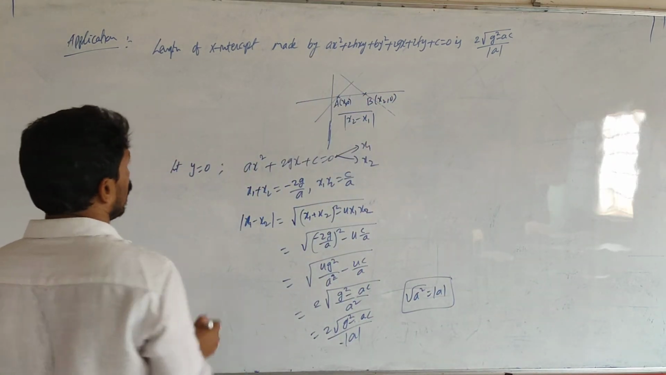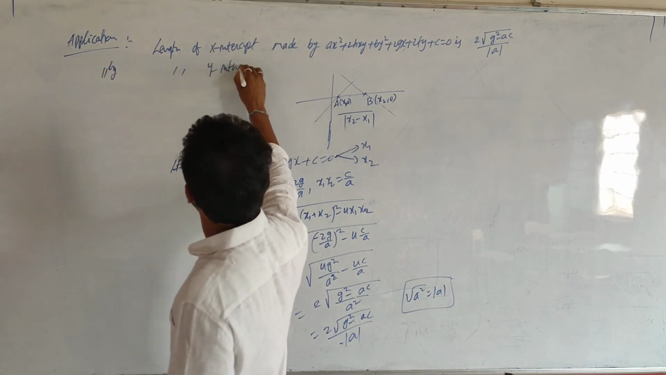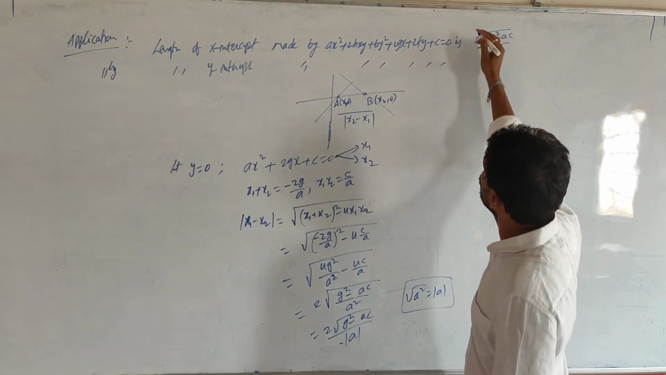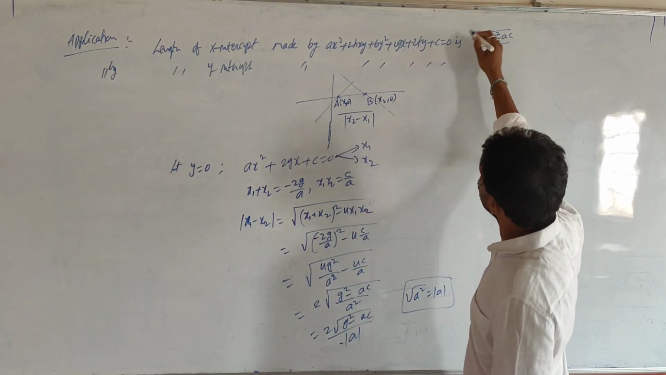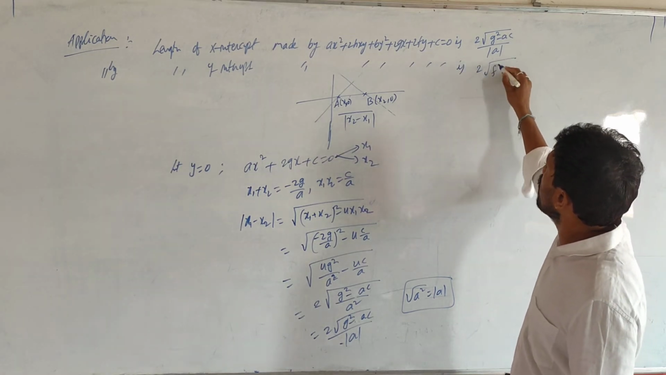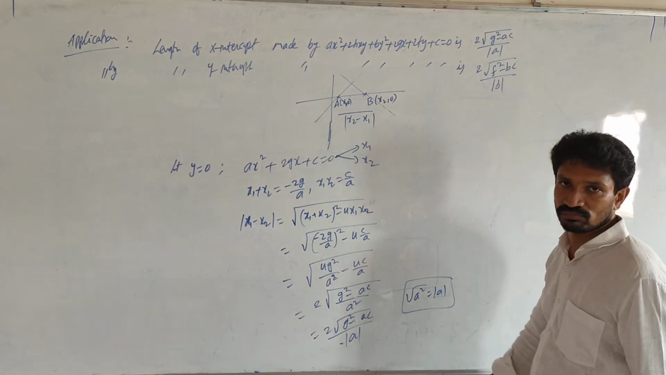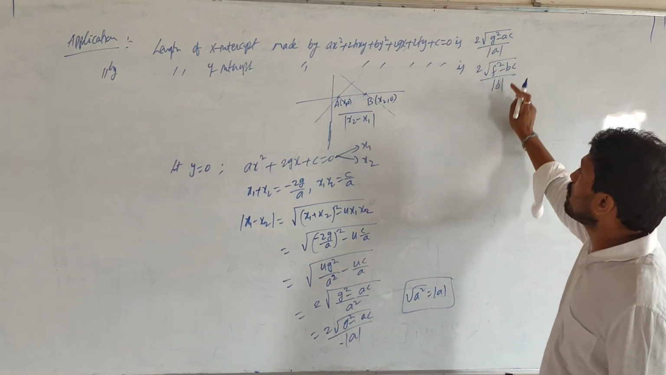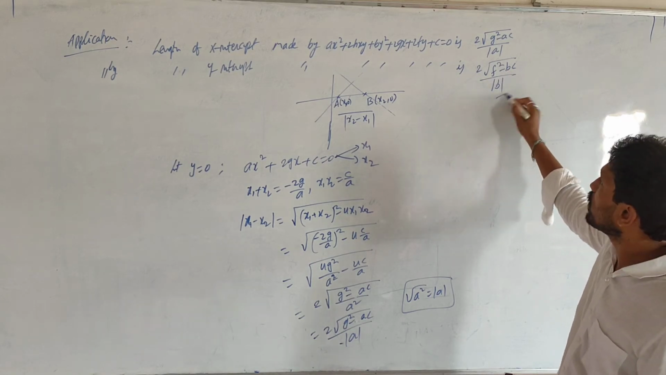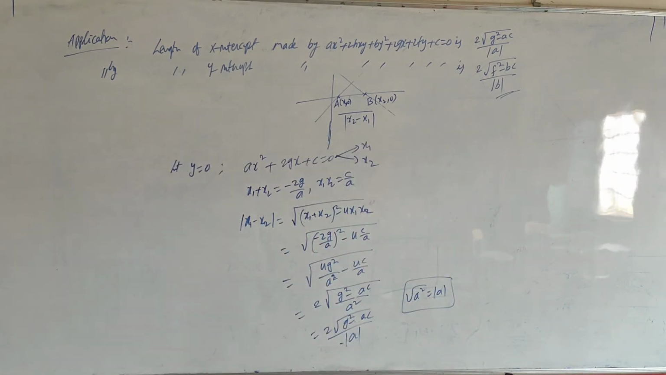Similarly, what can we say? Length of y-intercept made by x square plus 2xy... with the axis, what can I write? 2 into root over f square minus bc by modulus of b. This is g square minus ac by modulus of a, and it is f square minus bc by modulus of b. Very important. And clearly we can say one more thing.